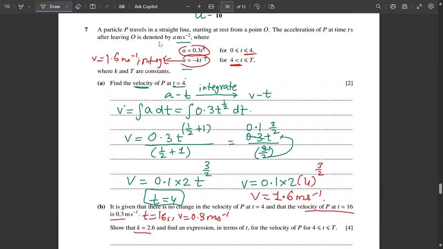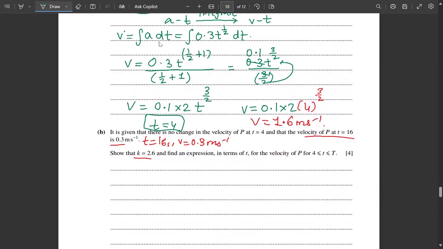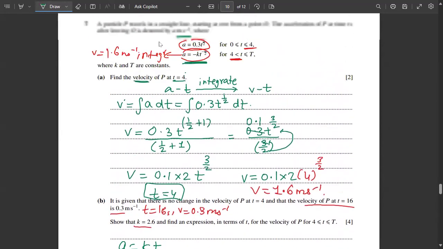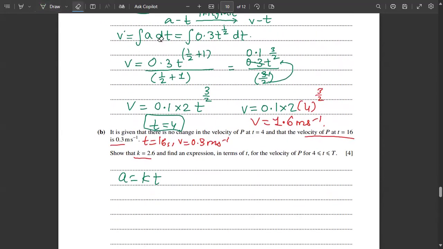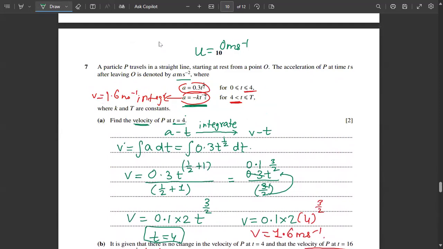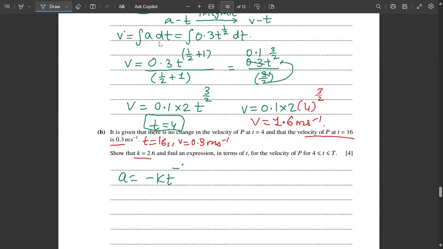Okay, so let's start integrating this equation. So first let's write the equation: a equals minus kt raised to minus 3 by 2. So in order to find the velocity time graph, we'll have to integrate the acceleration time graph, which will be the integration of minus kt raised to minus 3 by 2 dt. Now what we can do is shift this minus k outside as it is a constant.